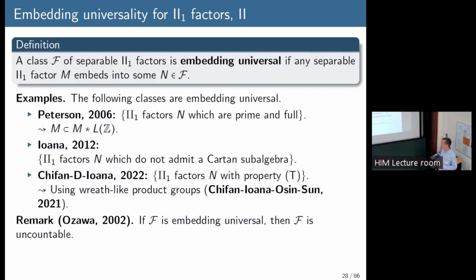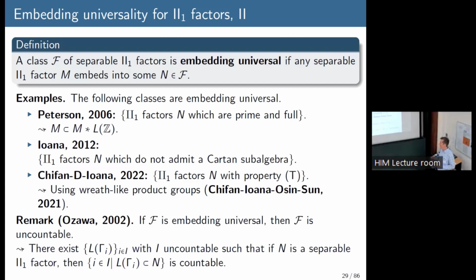Let me also make this small remark: if you have an embedding universal family, it has to be uncountable, so it has to be a huge one. This follows, for instance, from the result of Ozawa. Ozawa constructed an uncountable family of group von Neumann algebras, and he showed that if you fix a separable II_1 factor N and look at how many of them can embed into this N, that has to be a countable set. Therefore, since I is uncountable, this shows that F has to be uncountable.